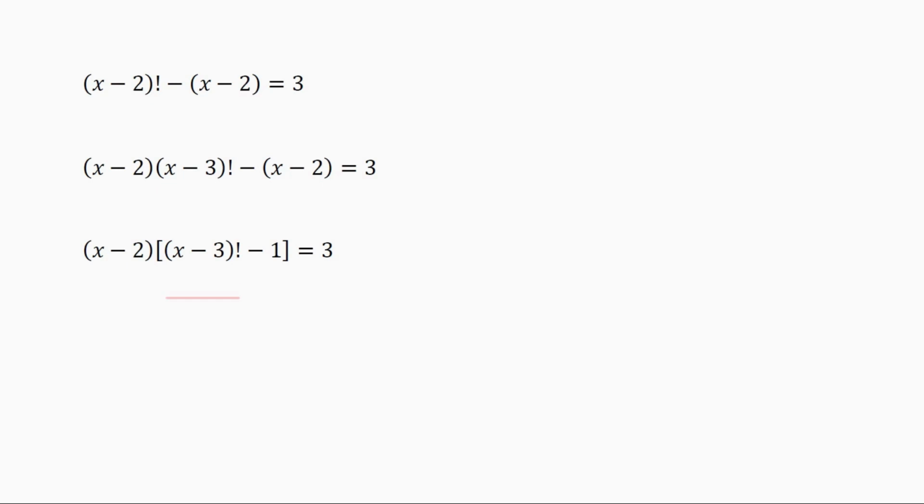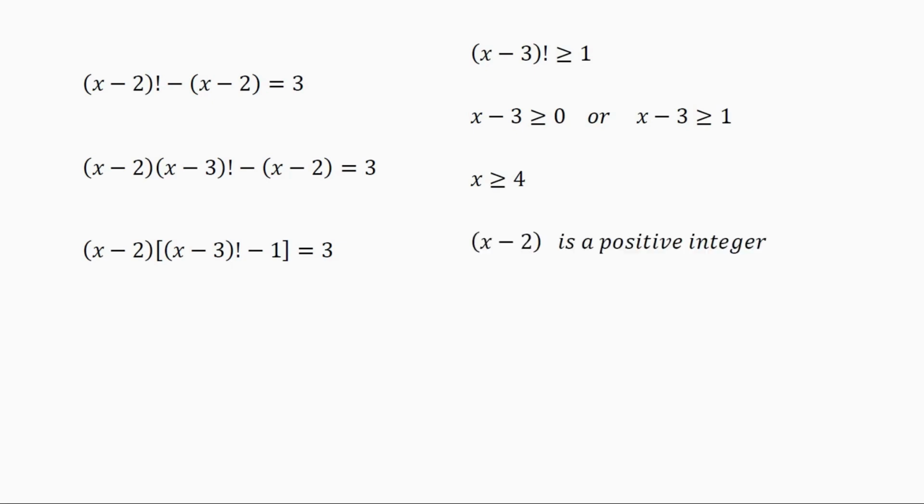From this equation, consider x minus 3 factorial. We can say that x minus 3 factorial is greater than or equal to 1, which means x minus 3 is greater than or equal to 0, or x minus 3 is greater than or equal to 1. From these both conditions, we get x is greater than or equal to 4. When x is greater than or equal to 4, x minus 2 is a positive integer. Similarly, x minus 3 factorial minus 1 is a positive integer.